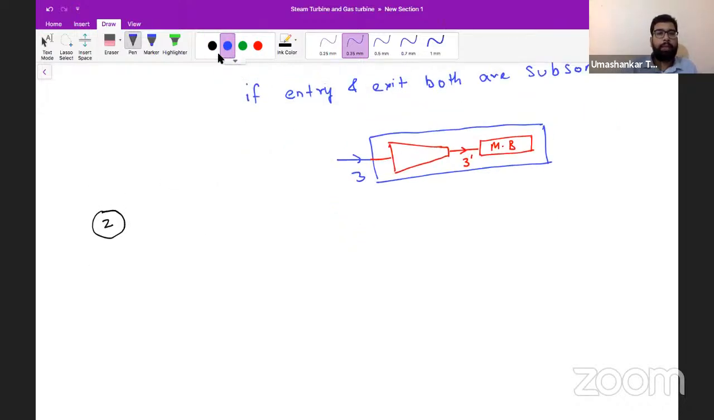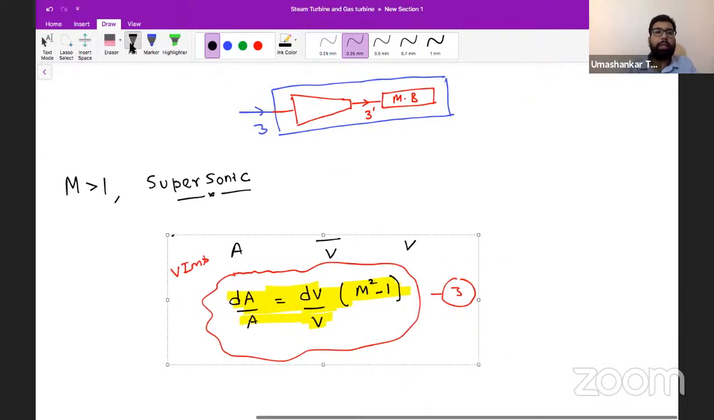So let us see further. If M is greater than 1, we have seen in the previous lectures that our flow is supersonic flow. So if the flow is supersonic, what relation do we have here? Again, I am copy pasting the same relation.